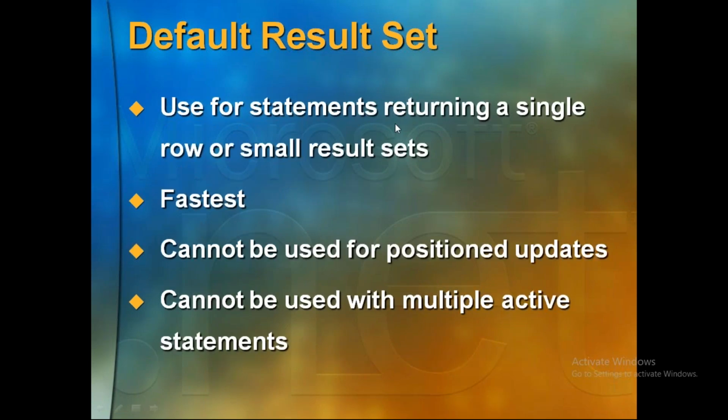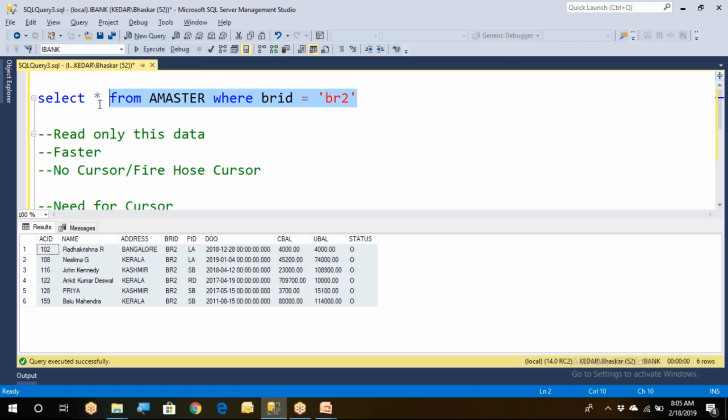Use it for statements returning a single row or small result set. It is very, very fast. It cannot be used for positioned updates or deletes. It cannot be used with multiple active statements. Nothing you can do here. On this, you will not be able to get multiple result sets. You will be able to get only one result set, because one query gives you one result set. You cannot do any kind of updates. You cannot do any kind of deletions.